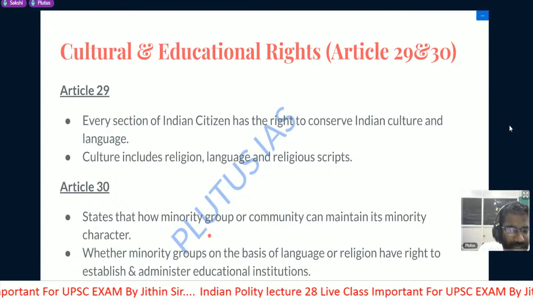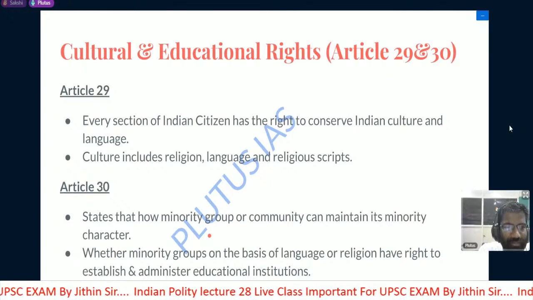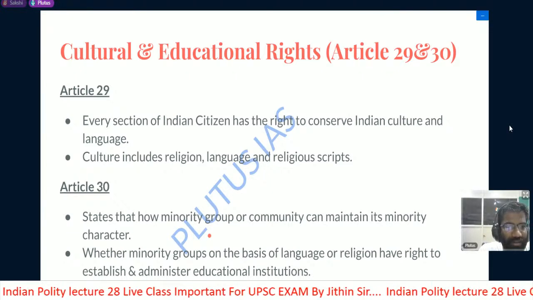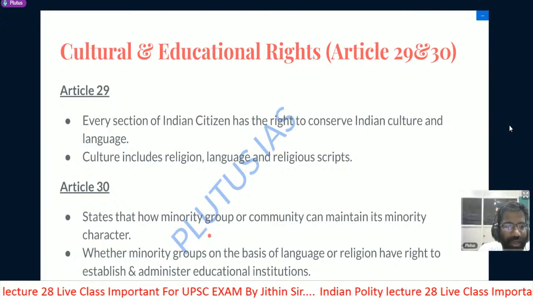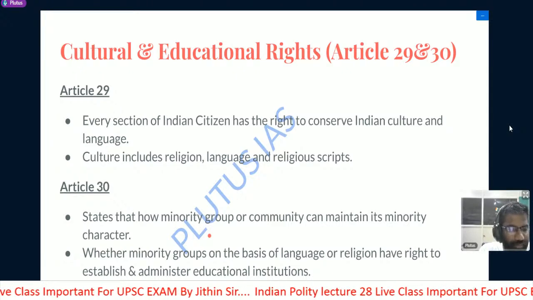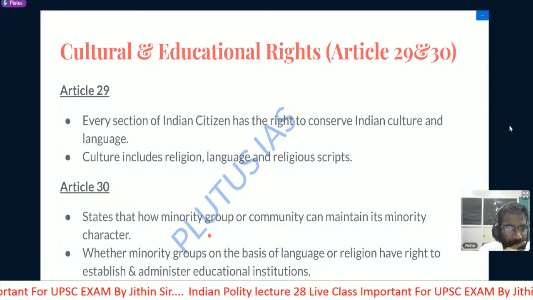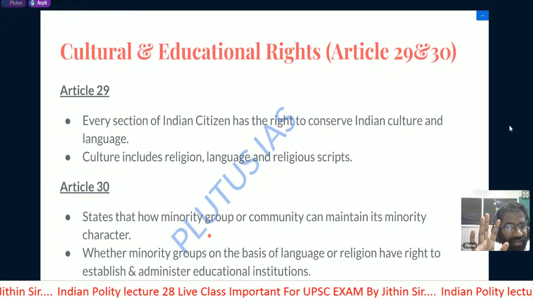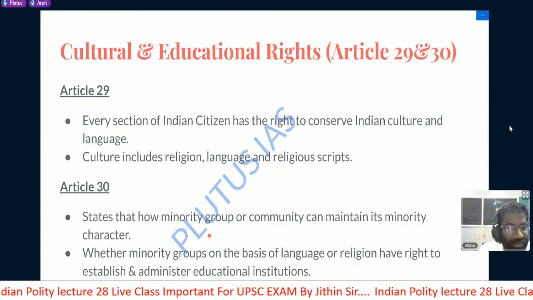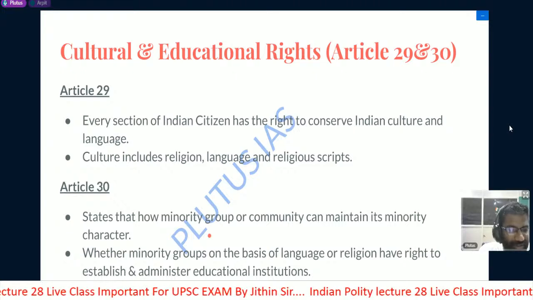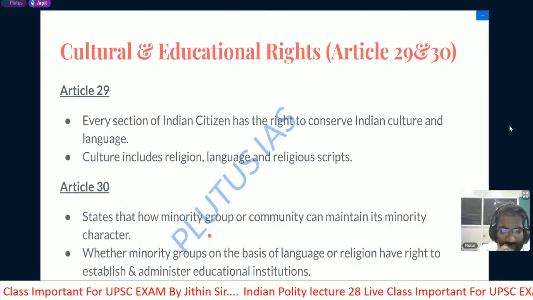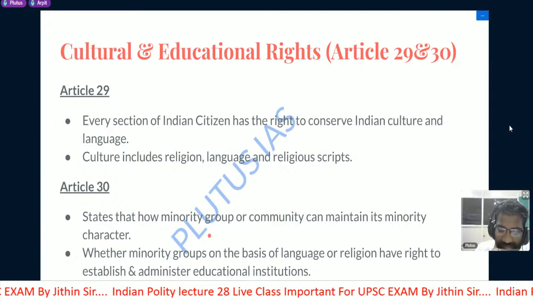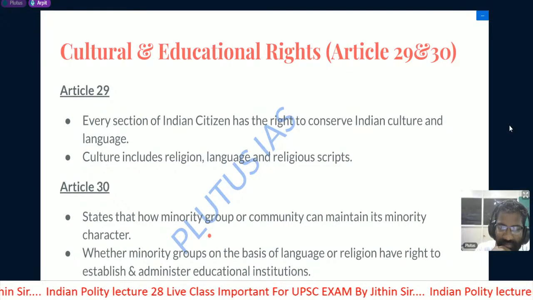Arpit, what was Article 14 of Indian Constitution? Arpit is not unmuting himself. Sorry. What was Article 14 of Indian Constitution? Article 14 was right to equality, exactly.